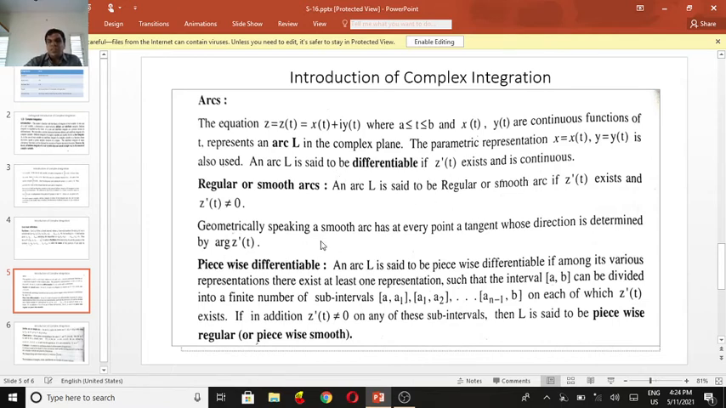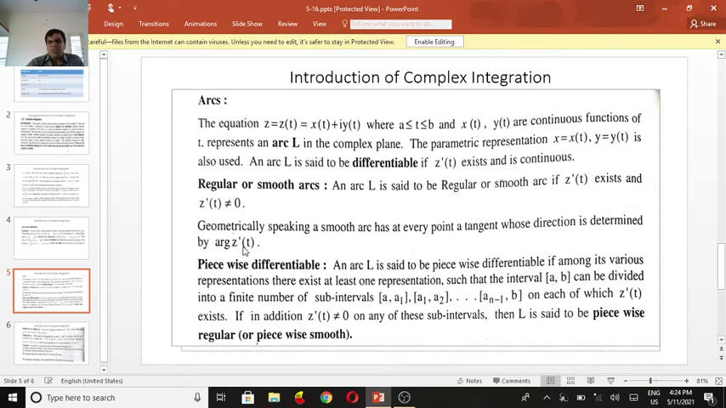Geometrically speaking, a smooth arc has at every point a tangent whose direction is determined by the argument of the derivative of z. The smooth arc has at every point a tangent whose direction is determined by the argument of the derivative of z.